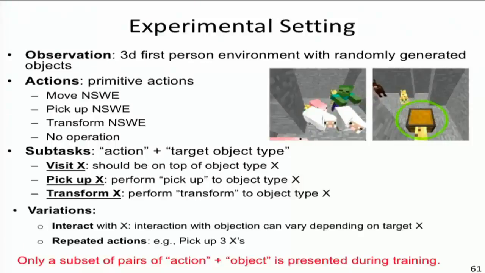We also consider some variations. For example, interact is a very special type of action. The meaning of interact can vary depending on the type of object. When you say interact with a sheep, it can be just picking up that sheep, while for another object it can be transforming. So the meaning of interact depends on the type of object. Especially in this interaction scenario, analogy making is even more important because you need to distinguish between these subtleties. We also consider repeated actions, which means that the agent picks up multiple objects of the same type, and it has to remember the number of objects and behave accordingly.